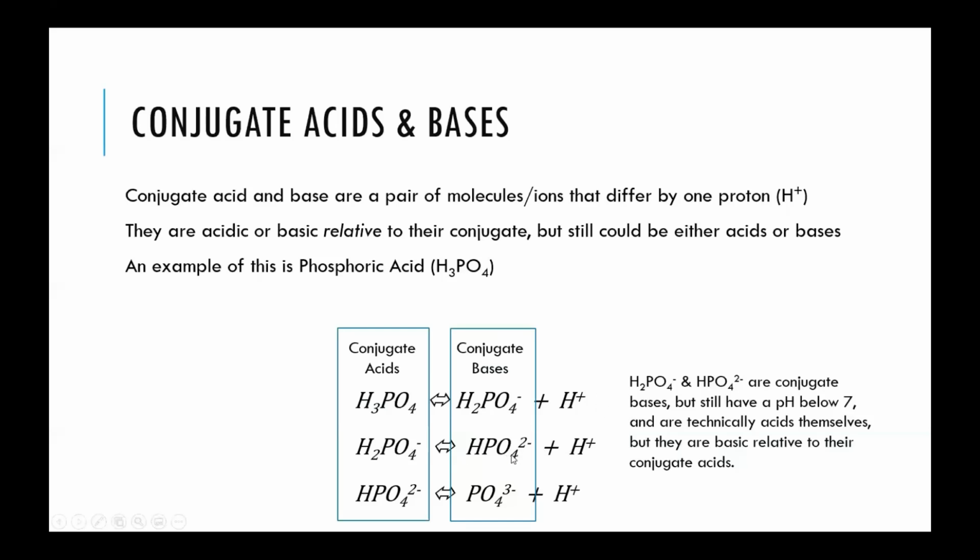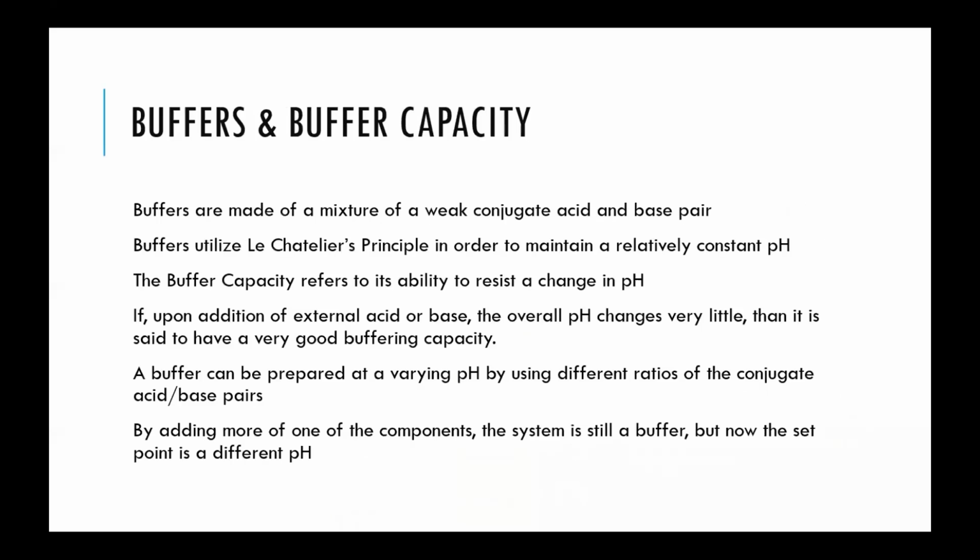Because of the chemistry and because of Le Chatelier's principle, it keeps trying to maintain that equilibrium. If you add some outside acid, the equilibrium shifts and it just uses up that acid to make more of this, the H2PO4-. If you add base, well, the H2PO4- can react with some of that base and make HPO4 2-. By adding additional acid or base, the reaction of this equilibrium and Le Chatelier's principle can utilize that additional acid or base in order to maintain a relatively constant pH.